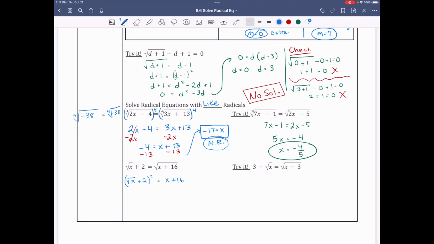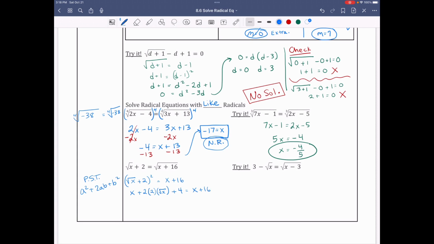Now I'm going to simplify this further by doing my PST, perfect square trinomial, which is a squared plus 2ab plus b squared. So the first term is the square root of x. If I square the square root of x, I just get x plus 2 times, I'm going to put the 2 here and then the square root of x, plus b squared, b is 2, so b squared, 2 squared is 4. Then we have x plus 16.